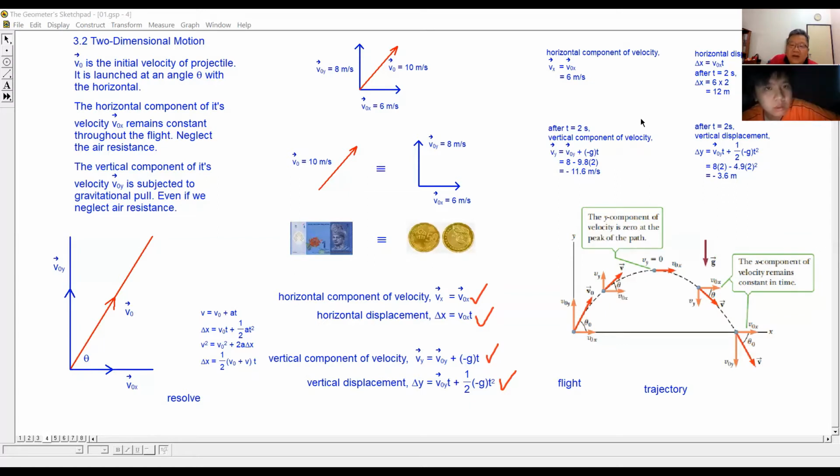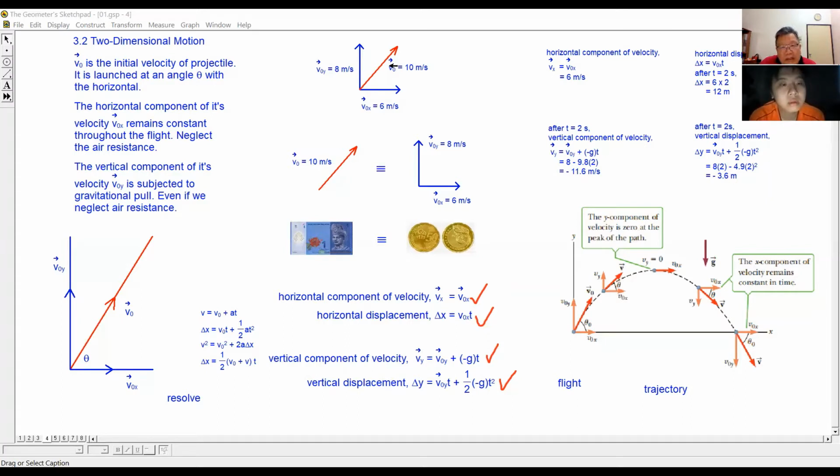Because these are all in symbols, so I give you a numerical example, right? Let's say after 2 seconds, we look at this problem here, this example here. The object is projected at an angle with the horizontal with a velocity of 10 meter per second, right?